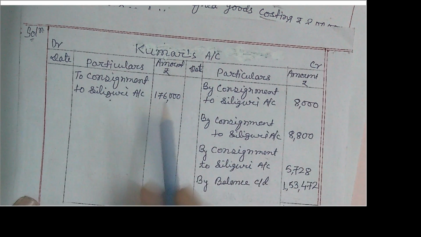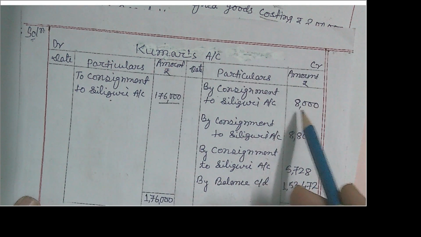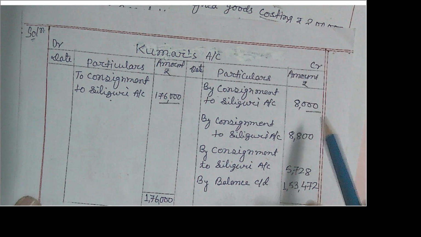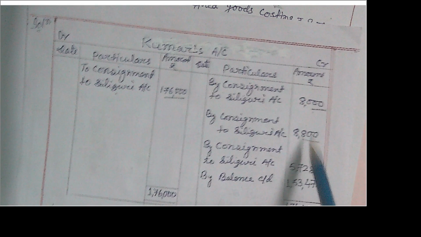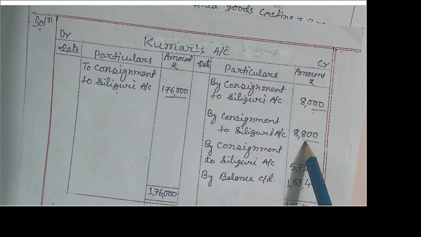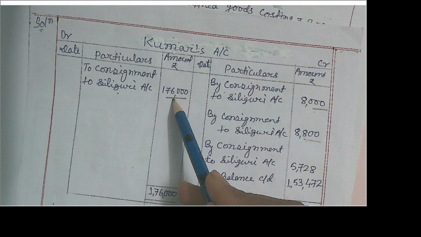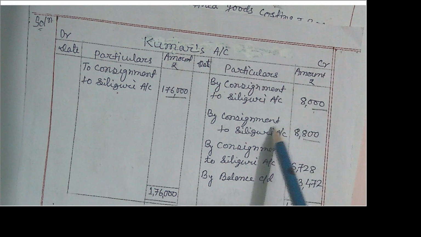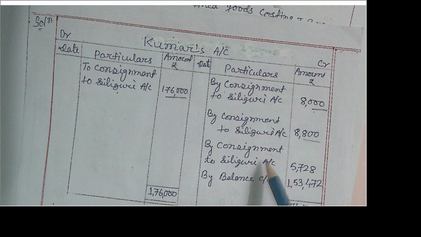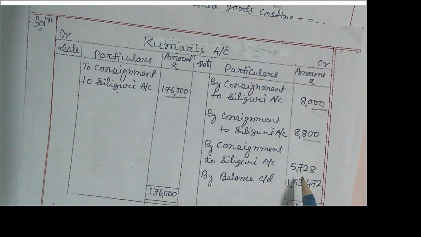Next, the ledger account you have to prepare is the Kumar account, and that is the total value of goods sold, 1,76,000, and his expenses on consignment, the selling expenses and warehousing expenses. This is his commission on sales, 1,76,000, 8% commission, on the credit side in consignment account, it will come on the debit side. In the consignment to Siliguri account, it is his share of profit, 5,728.